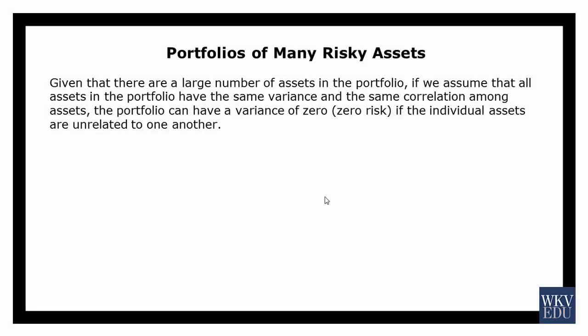Portfolios of many risky assets. As more and more assets are added to a portfolio, the contribution of each individual asset's risk to portfolio risk diminishes. The covariance among the assets in the portfolio accounts for the bulk of the portfolio risk. Further, given that there is a large number of assets in the portfolio, if we assume that all assets in the portfolio have the same variance and the same correlation among assets, the portfolio can have a variance of 0, that is 0 risk, if the individual assets are unrelated to each other.